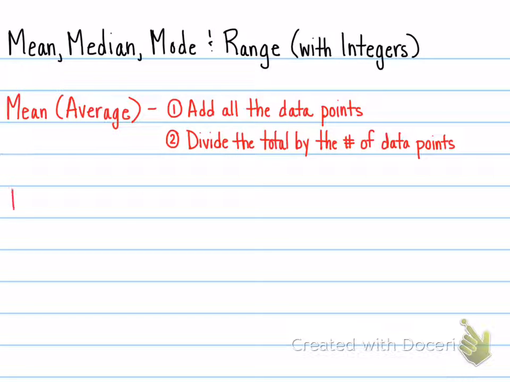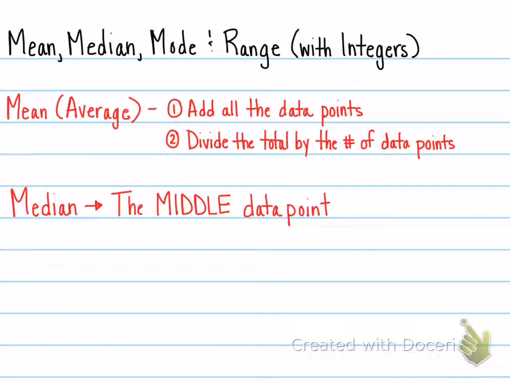The second thing you're going to find is the median. The median is the middle data point. Before you find the median, you have to put the data in order. Sometimes you're going to find that there's more than one point in the middle, because if you have an even number of data points, there isn't going to be an exact middle. If there's two numbers in the middle, you find the average of those two numbers by adding them and dividing by 2.